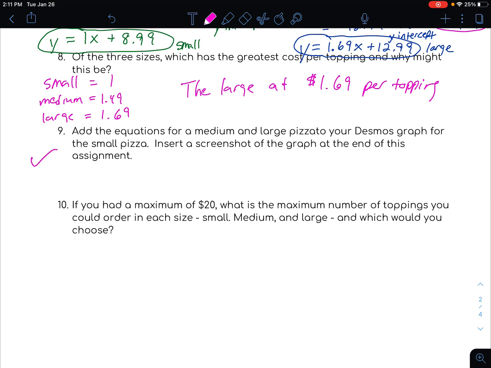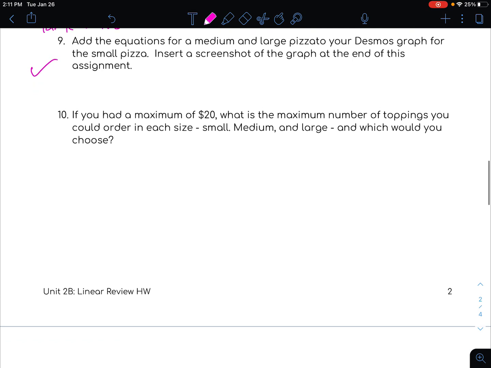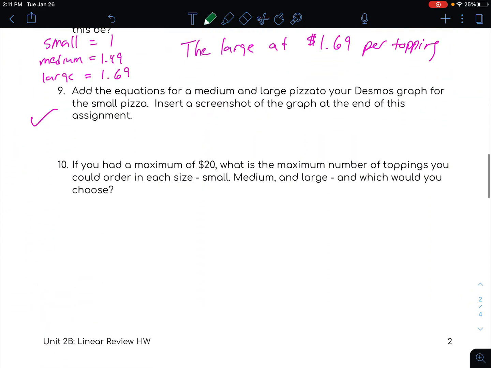All right, so we did that number 9. If you had a maximum of $20, what is the maximum number of toppings that you could choose in each size, small, medium, and large? Which one would you choose? Okay. Well, let's go ahead and start with the small. Small is green here.